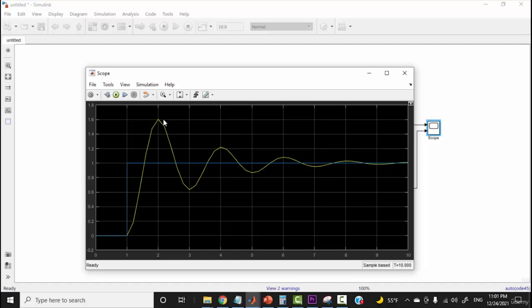So the question here is there any benefits for increasing the gain of the integral controller? The answer is yes. Look at this value here.